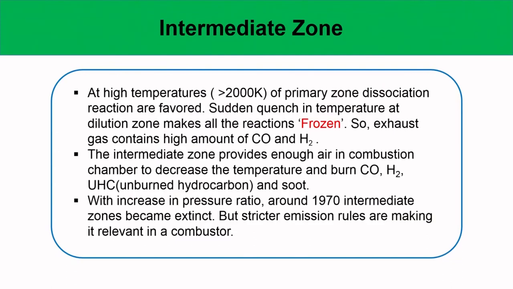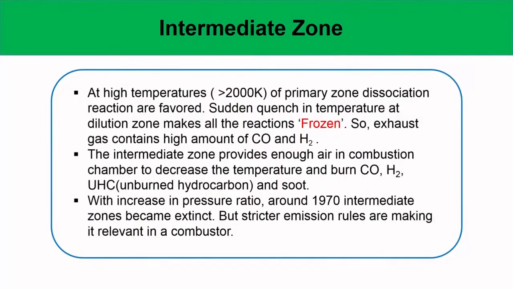So, what does the intermediate zone do? The intermediate zone, which follows the primary zone, is at high temperatures, so in the primary zone dissociation reactions are favored. Okay, which we have learned from the chemical equilibrium class, this dissociation essentially causes the shifting of the temperature peak from the stoichiometric side to the rich side. Okay, and that is due to dissociation. And the sudden quench in temperature at the dilution zone makes all the reactions frozen actually. Because there is some cooling air coming in, it immediately reduces the temperature. So, the reaction zone gets frozen.